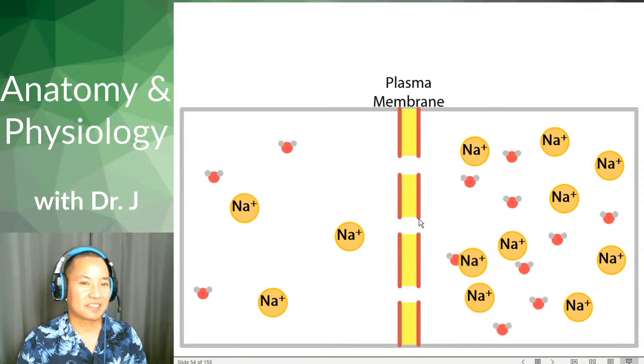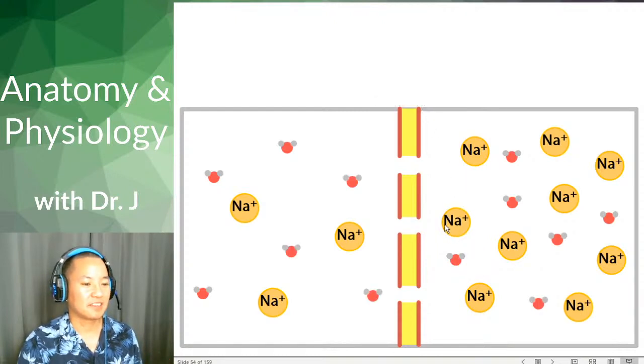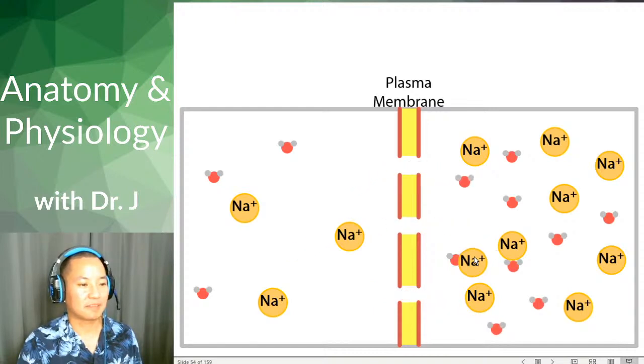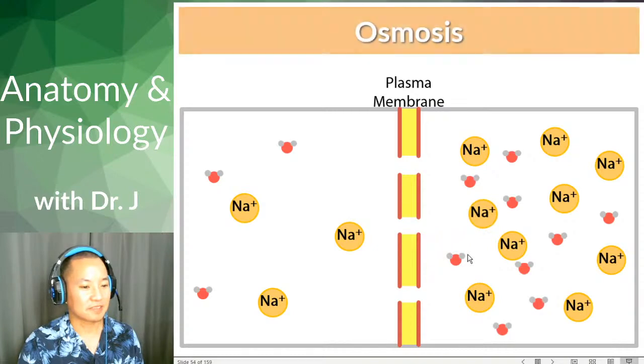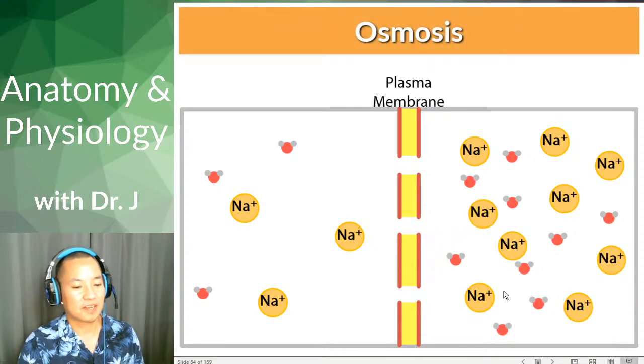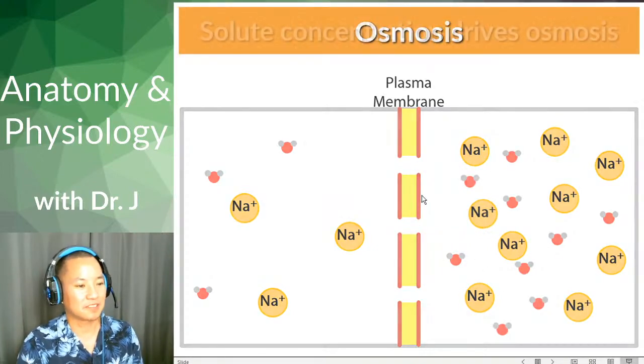But again, because they can squeeze through the phospholipids, they can go from one side to the other. So what we have here is that it's selectively permeable because, as we saw, sodium has a hard time passing through, but water has an easy time passing through compared to sodium. So again, sodium cannot pass through. So how does that relate to osmosis?